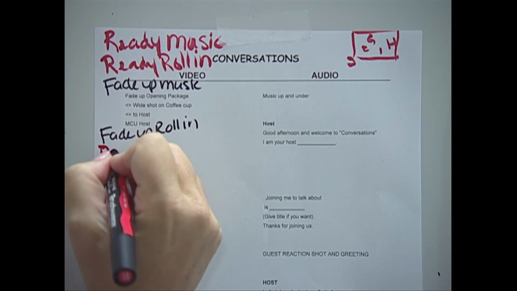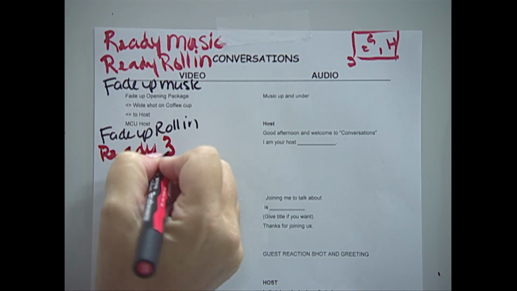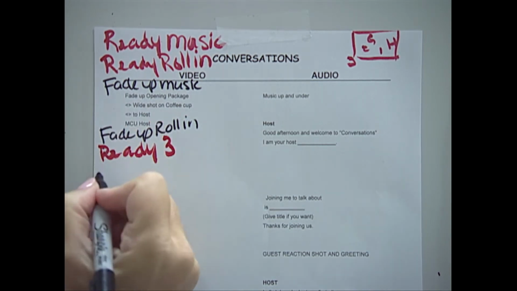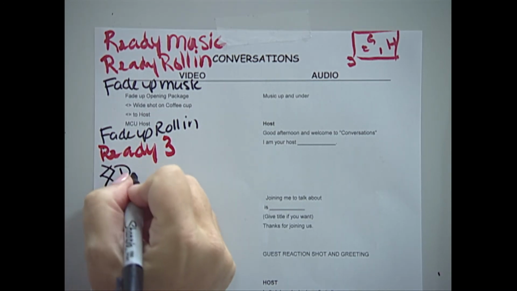Okay. Next thing we're going to do is it has us dissolving to a wide shot and then dissolving to a shot of the host. So what we'll do in red, ready, 3. Okay. Dissolve to 3. This crescendo, decrescendo can be a sign for a dissolve.